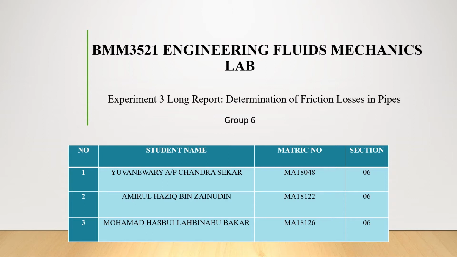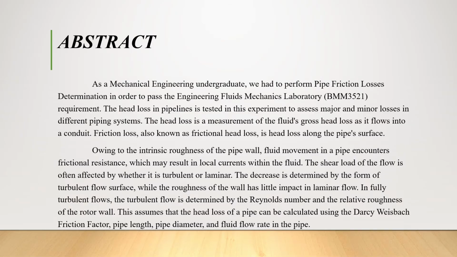Today our group will present about the experimental lab report, which is determination of friction losses in pipes. In order to pass the engineering fluid mechanics lab, our group had to perform pipe friction losses determination. The head loss in pipelines is tested in this experiment to assess major and minor losses in different piping systems. The head loss is a measurement of the fluid's gross head loss as it flows in a conduit. Friction loss is the head loss along the pipe surface.